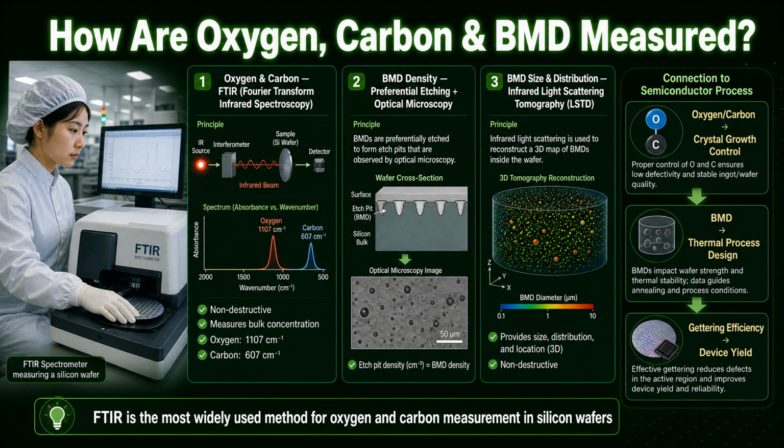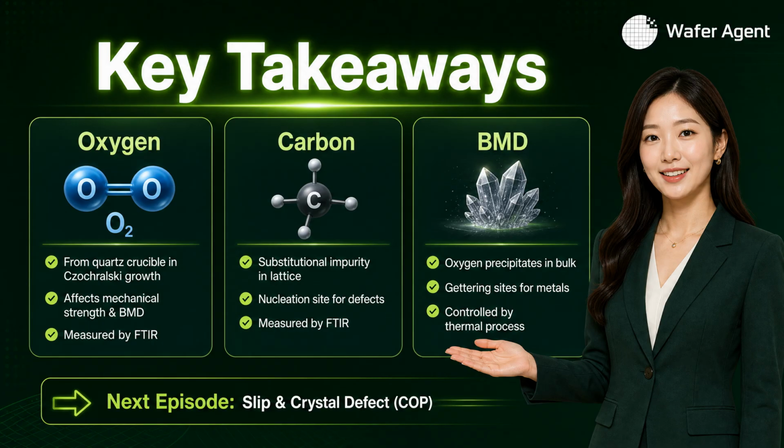BMD size and 3D distribution can also be mapped using infrared light scattering tomography, which reconstructs a three-dimensional view of defects inside the wafer. These measurements directly inform crystal growth conditions and thermal process design, connecting wafer quality to semiconductor manufacturing yield. In summary, oxygen enters silicon from the quartz crucible during crystal growth.